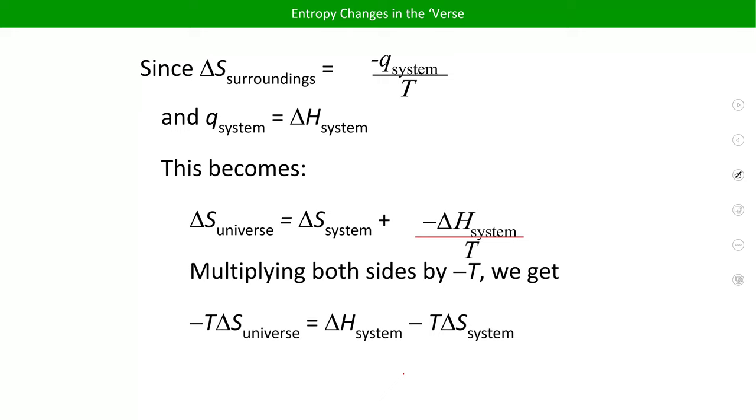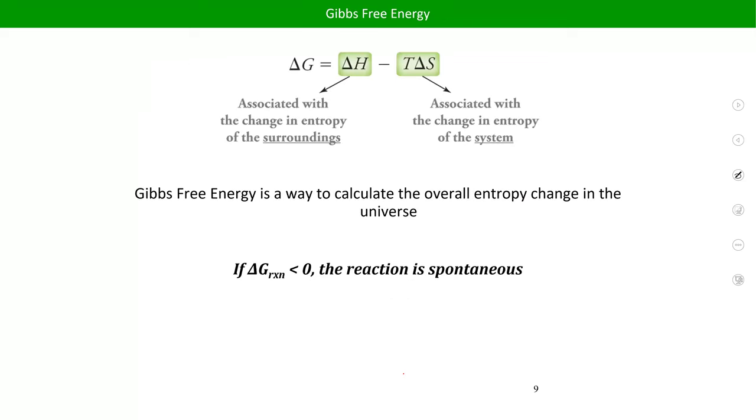So if we multiply both sides by negative T, we get negative T times delta S of the universe is equal to delta H of the system minus T delta S of the system, which should look familiar. So what is negative T delta S of the universe? It gives free energy. So this is our derivation of Gibbs free energy. It comes straight from the second law of thermodynamics and multivariable calculus of pressures and temperatures and heats. That gives us delta G.